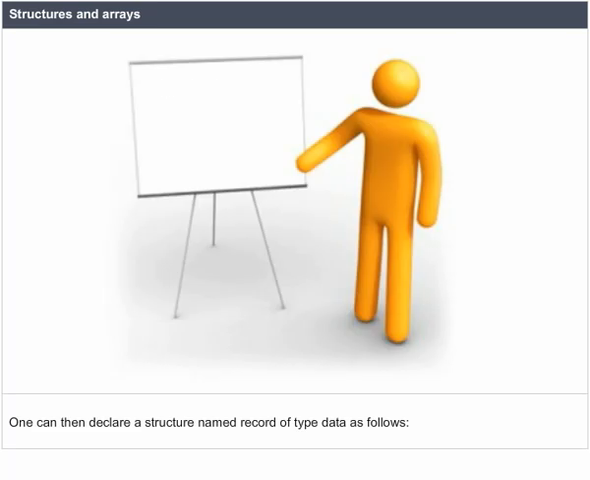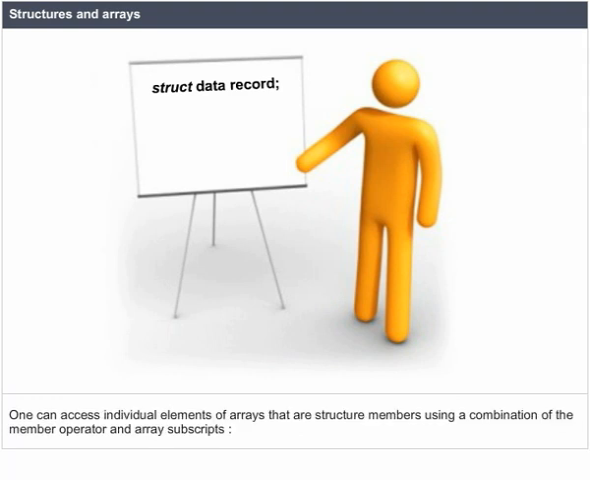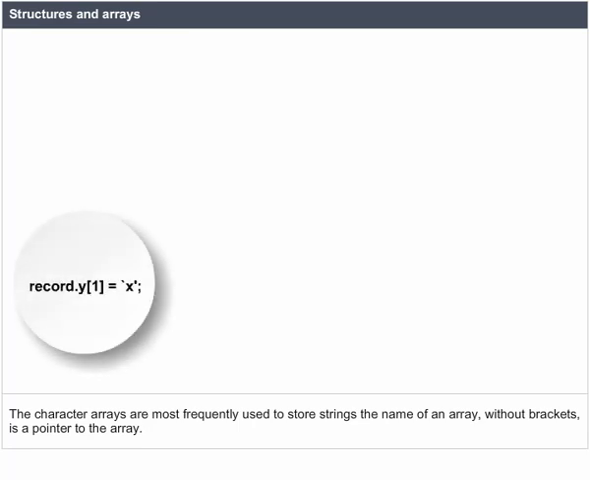Structures and arrays. One can then declare a structure named record of type data as follows. One can access individual elements of arrays that are structure members using a combination of the member operator and array subscripts. The character arrays are most frequently used to store strings.